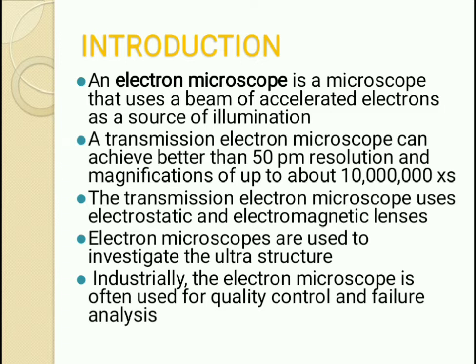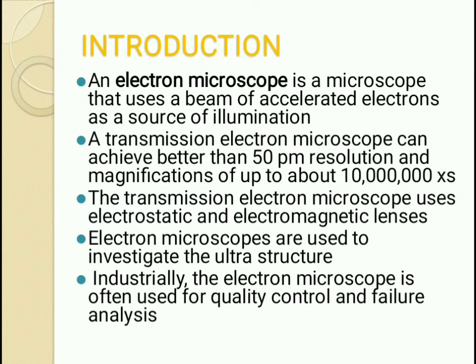Now, generally we have seen in the labs that there are various types of microscopes. They are generally called optical microscopes, which use a wavelength of light for the illumination. Here the difference is that we are using a beam of electrons instead of light. Therefore it is called an electron microscope.